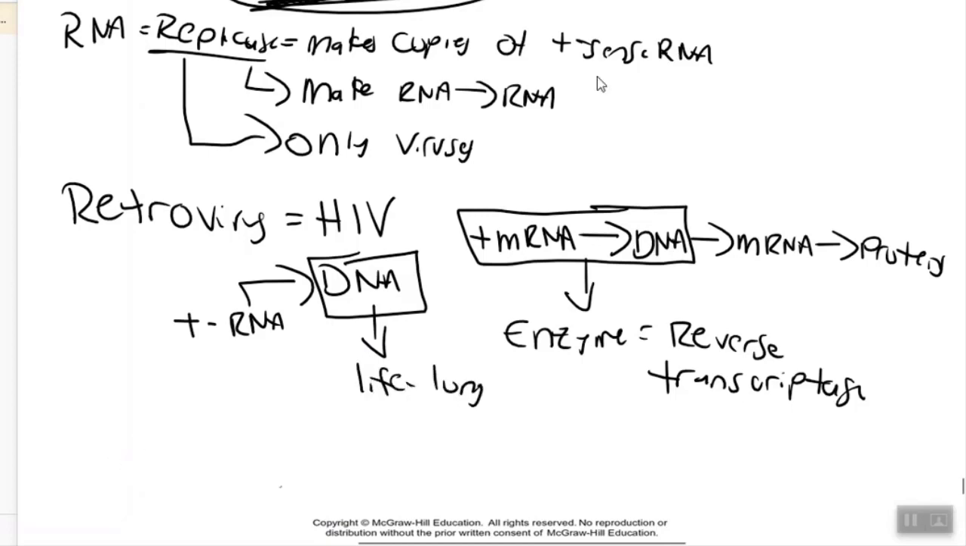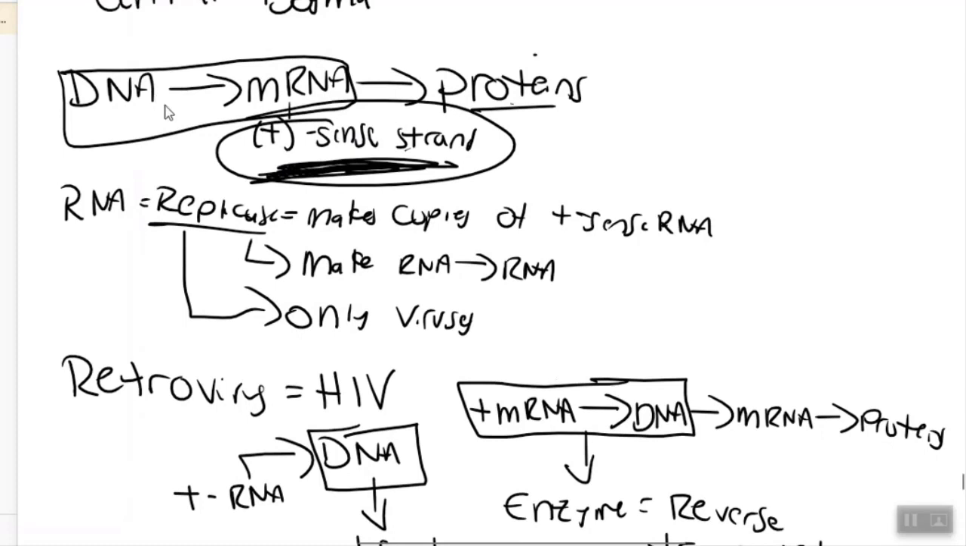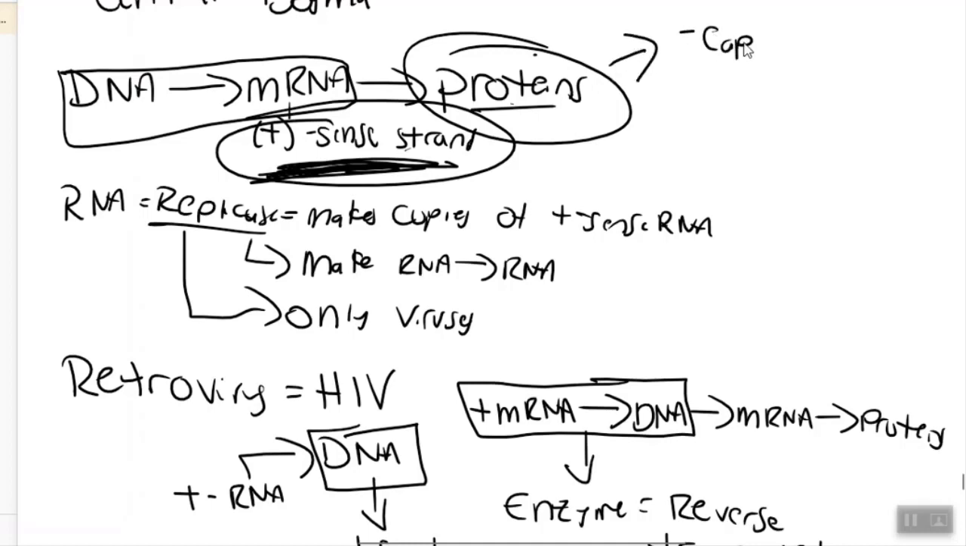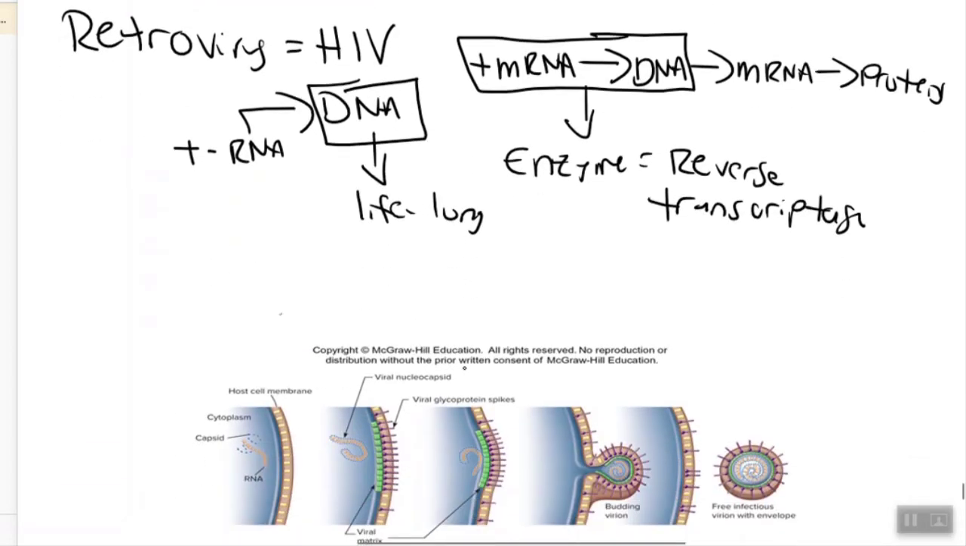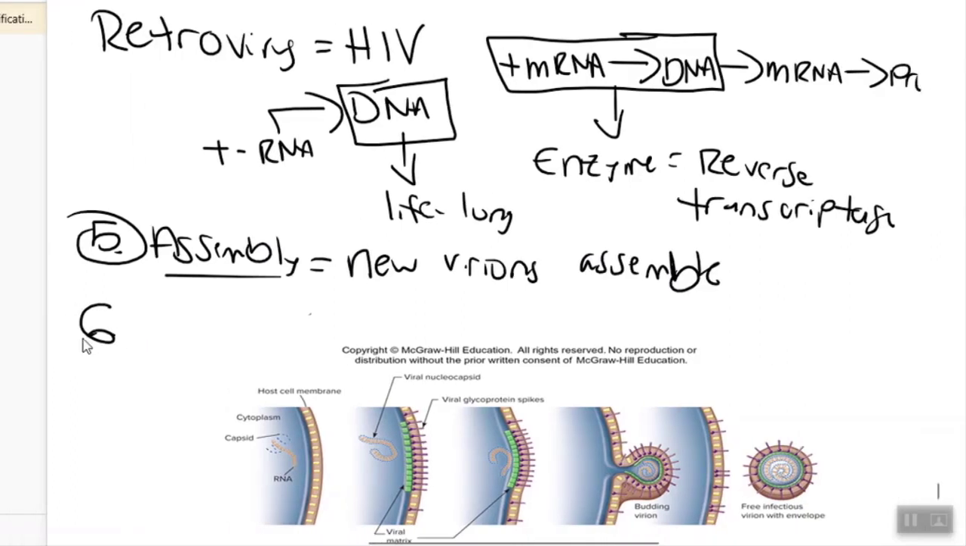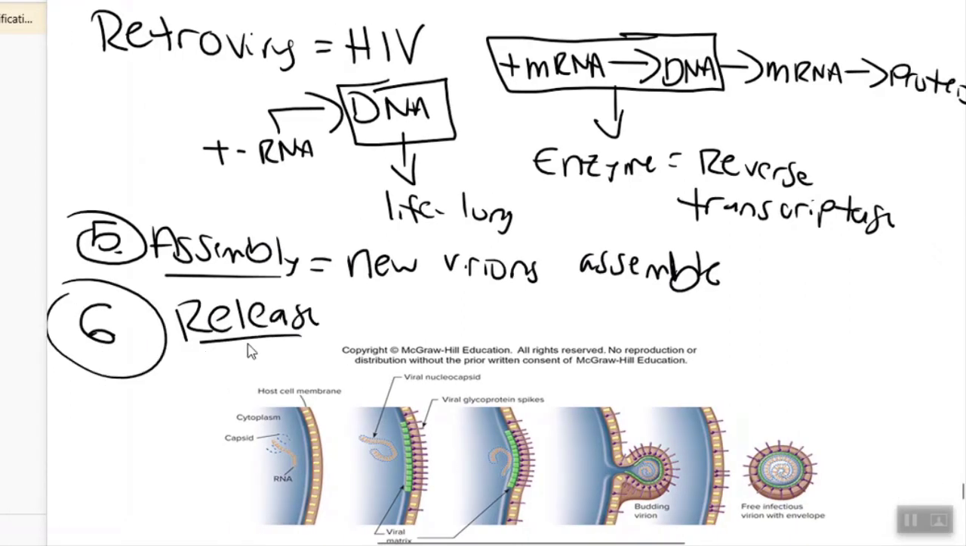Okay, so now we're in the synthesis stage. We have definitely made our positive sense mRNA, and from there we can make our proteins. So the virus will make more copies of its capsid, it'll make more copies of its nucleic acid, and now we're on to step 5, which is assembly, and that's simply the new virions are going to assemble. And then the last step, step 6, is release. Okay, and this is where the virus exits the host.